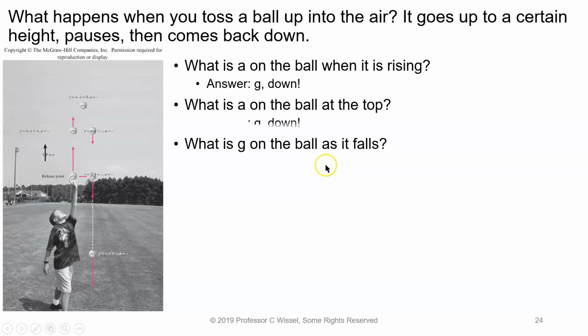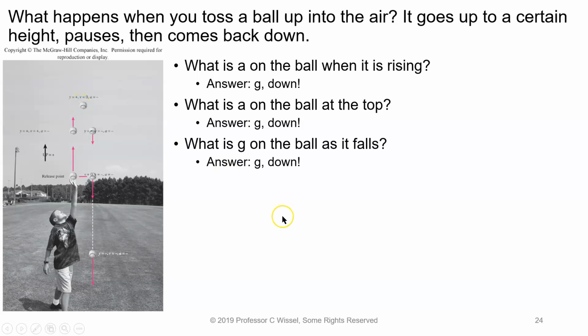g down. What's a on the ball at the top? It stops its motion at the top, for an instant. But that doesn't mean the acceleration's gone away. If the acceleration were zero at the top, it would stay there. It would not come back down, because that acceleration is caused by a force and the force is pulling the ball down. That's what makes it come down. Otherwise, it would stay there, just stop. The answer is g down.